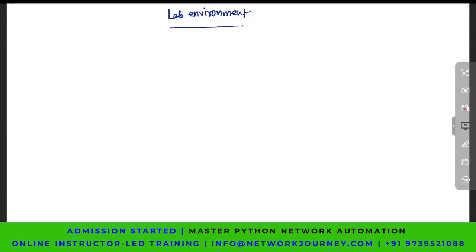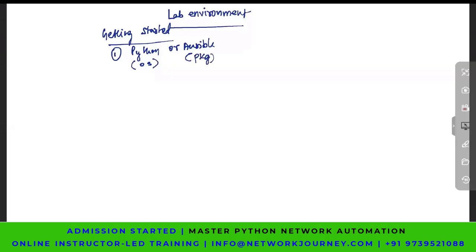Okay. So I was talking about the lab environment, what we need to get started. So we need a programming language. Let's say we have Python or Ansible deployed. Python is OS based. That means you get a different file for Windows operating system, or for Linux, or for MacBook. Whereas Ansible is package based. Wherever you are installing, if it is compatible, you have to download it in the format of a package.